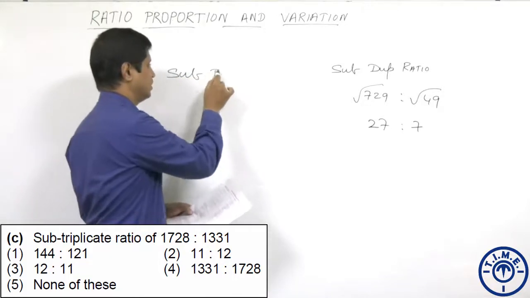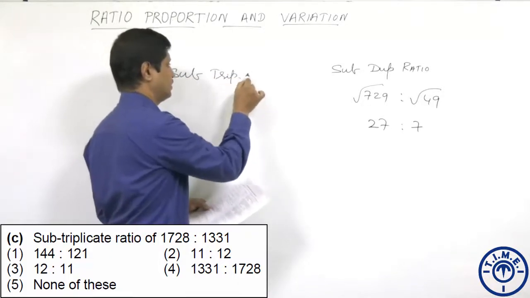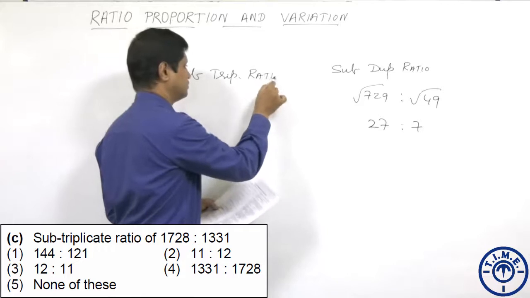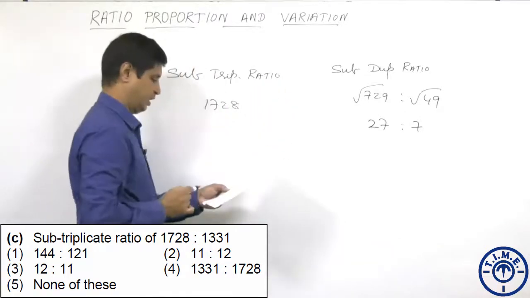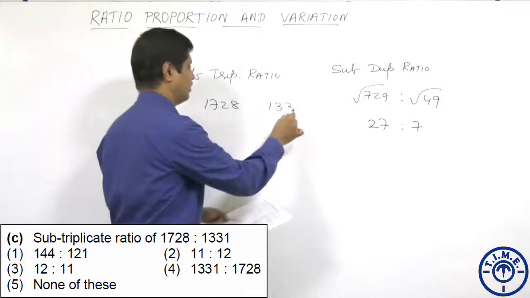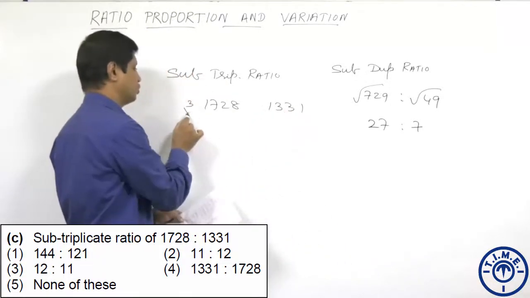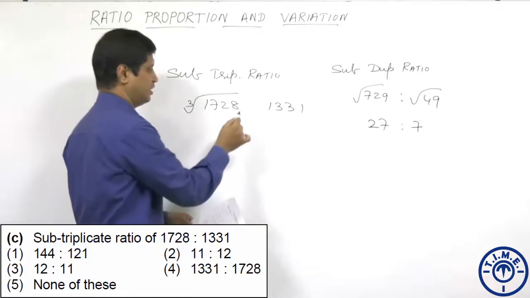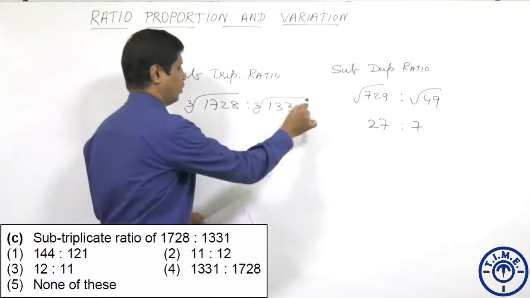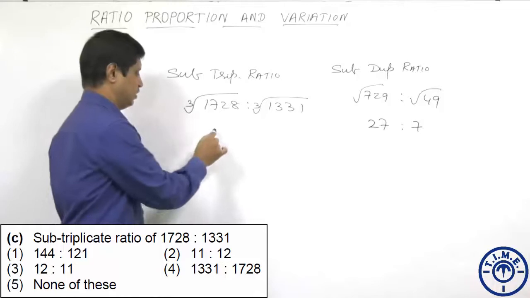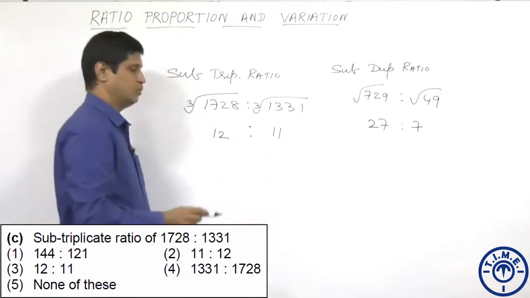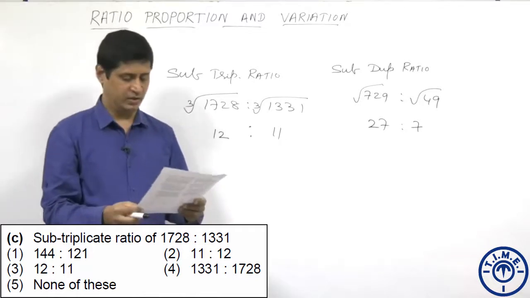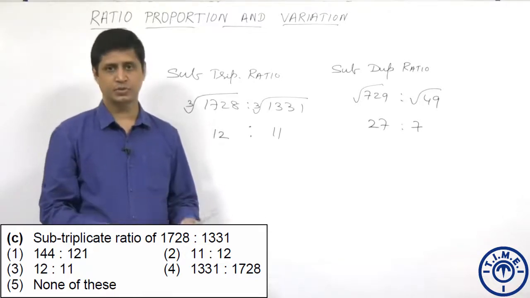In the same way, now look at the sub-triplicate ratio of 1728 and 1331. Now the cube root of 1728 and the cube root of 1331. Now it is 12 cube and 11 cube. Now what is the ratio? 12 is to 11. The right choice is option 3.